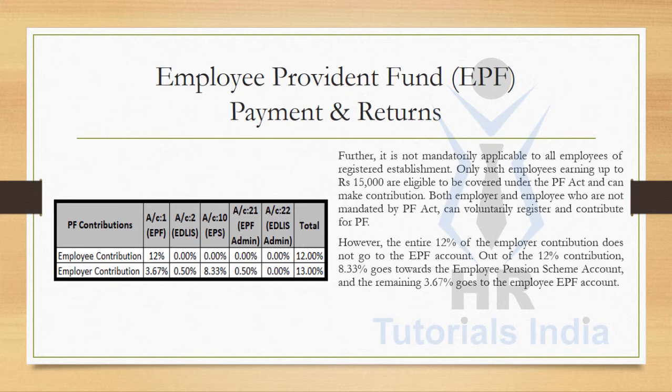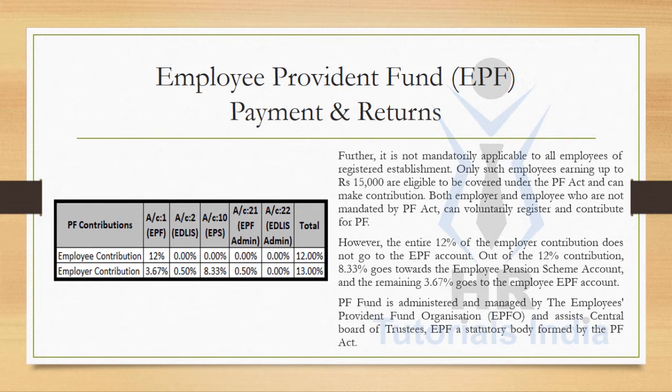However, the entire 12% of the employee contribution does not go to the EPF account. Out of the 12% contribution, 8.33% goes towards the Employee Pension Scheme account and the remaining 3.67% goes to the Employee Provident Fund account. PF fund is administered and managed by the Employees Provident Fund Organization, EPFO, and assists the Central Board of Trustees. EPFO is a statutory body formed by the PF Act. The Provident Fund collected and paid is administered and managed by the EPFO, which is the Employees Provident Fund Organization.